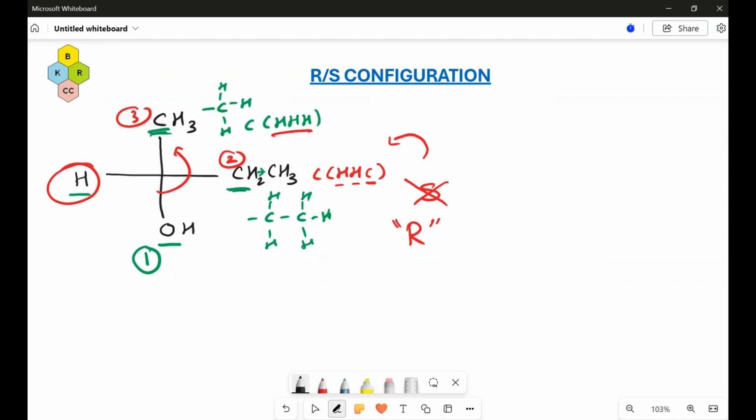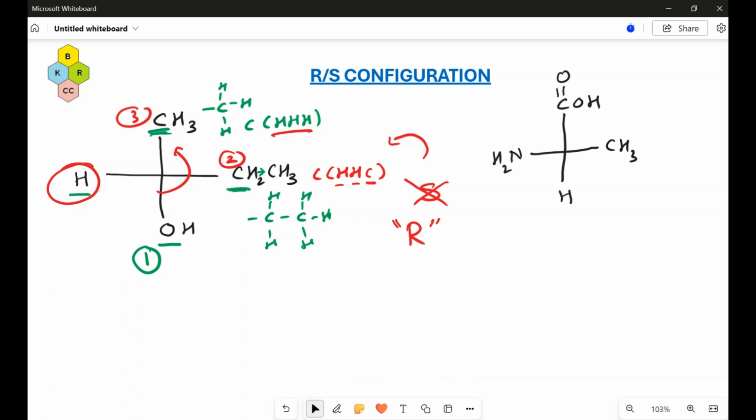Okay. Another important concept. Suppose I have a group of this kind. I have a carboxylic acid, a methyl, an NH2, and a hydrogen. You can see that I have a carbon, a carbon, nitrogen and hydrogen. So straight away I'll say nitrogen is first priority, hydrogen fourth priority without any reservation. Now I have two carbons. Now this carbon is attached to a double bond O and OH.